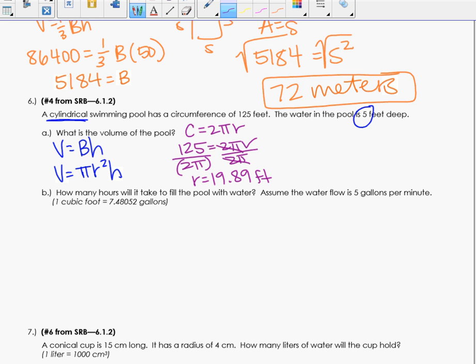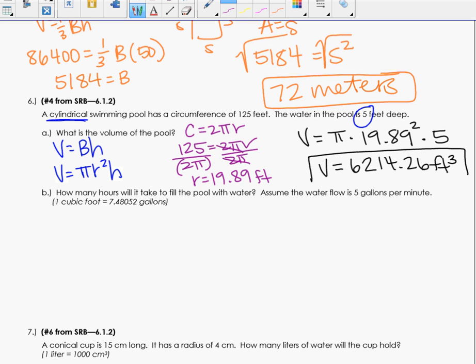Now I have enough information to go ahead and figure out what the volume of that pool is. The volume is going to be pi times 19.89 squared times the height, which is 5, because it's 5 feet deep. Okay, so when you throw that in your calculator, if you do so correctly, you should get a volume of 6,214.26 feet cubed.